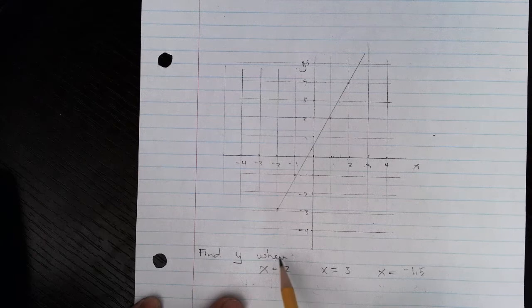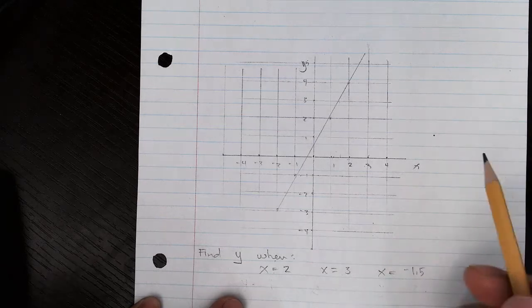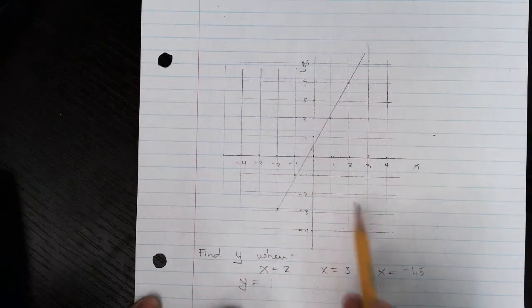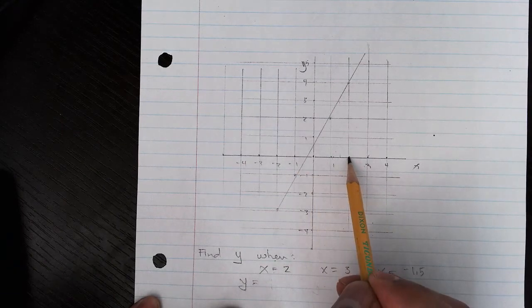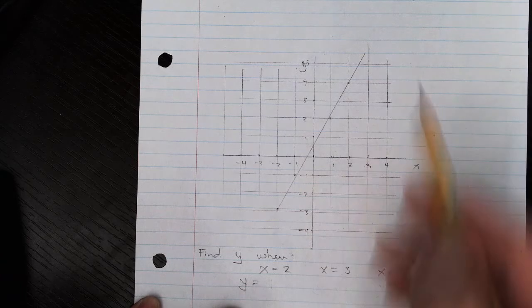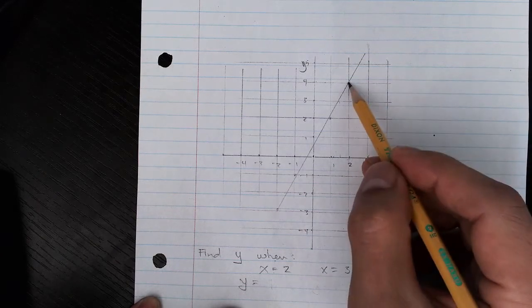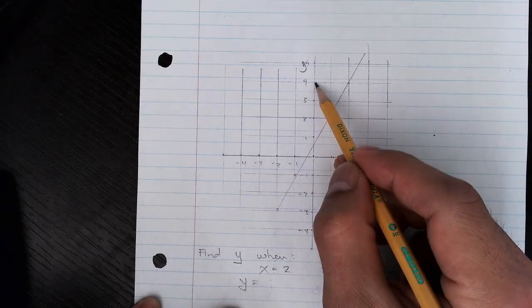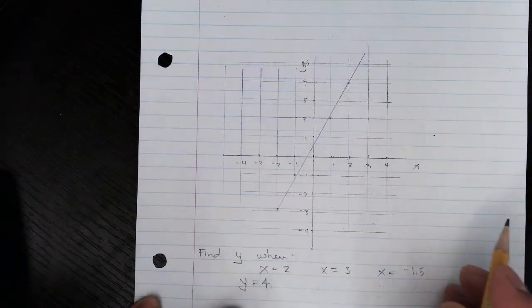Find y when x is equal to 2, or when x is equal to 3, when x is equal to negative 1.5. So what is y going to be when x equals 2? First of all, you find where x equals 2 is, which is right here, and you simply move up towards the graph, and as soon as you hit the graph, you move left and y is equal to 4, according to this graph.